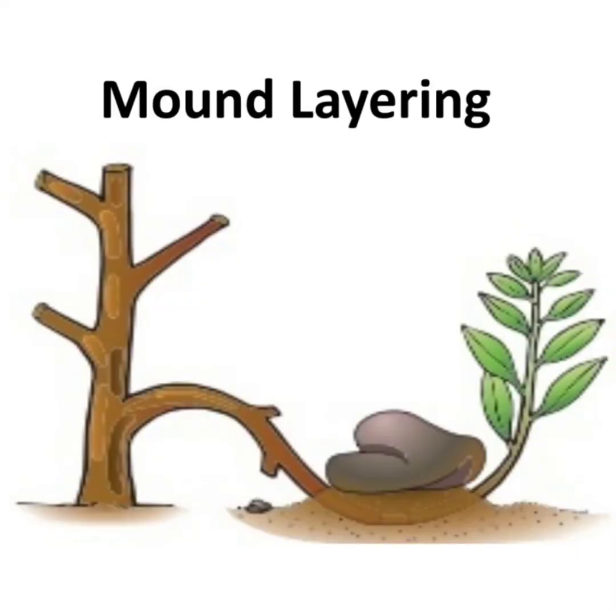Here you can see the flexible branch is buried under the soil and a mound of soil is placed, or sometimes a weight in the form of a stone can be placed on the mound so that the branch does not come out. New roots develop in this branch, and this branch is cut off from the parent plant and grows into a new plant.